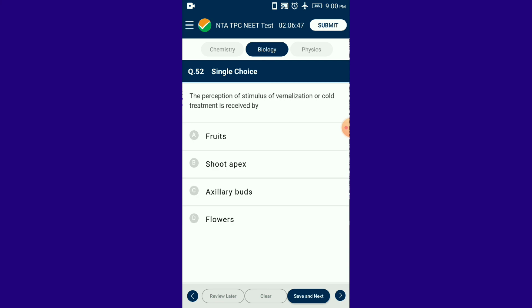Question number 52. The perception of stimulus of vernalization or cold treatment is received by. Vernalization is the induction of flowering process in plants by exposure to the cold of winter for a long time or by an artificial treatment. After this process, plants obtain the ability to flower, but they require additional seasonal cycles or weeks of growth before they will actually flower. So the answer is option B. Perception of stimulus of vernalization or cold treatment is received by shoot apex.